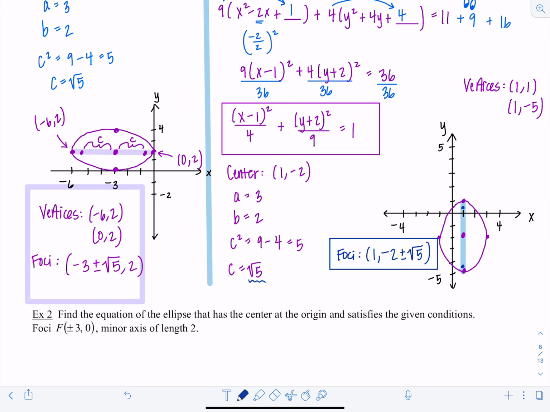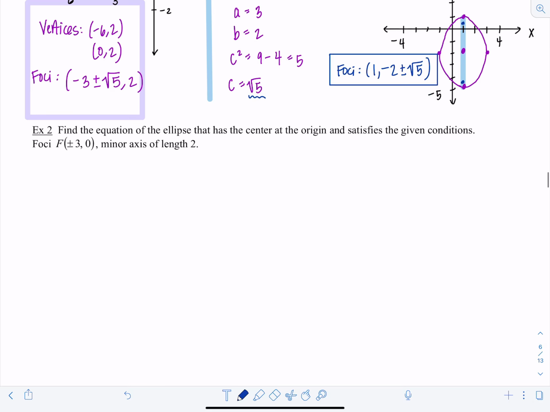Now we're going to go the other way. So we're going to be given information and then try to find the equation. Like the previous lesson with parabolas, I recommend drawing out whatever information they give you just because it helps sort it all in your brain. So find the equation of the ellipse that has the center at the origin. Ooh, that's good. And it satisfies the given condition. So the foci are at plus or minus 3, 0, and the minor axis has length 2.